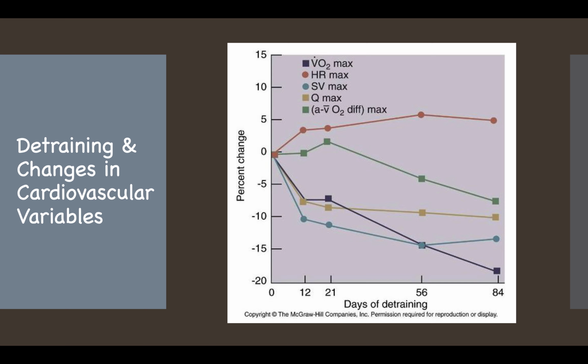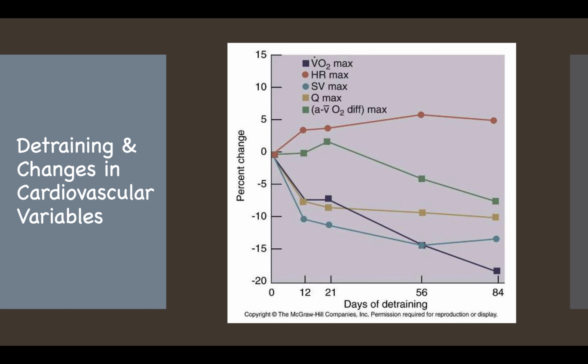Today's sports science mini lecture is going to be on detraining in endurance athletes, and we're going to specifically be looking at the changes in cardiovascular variables over time. This figure is going to be the central figure that we go over as we discuss the topic.